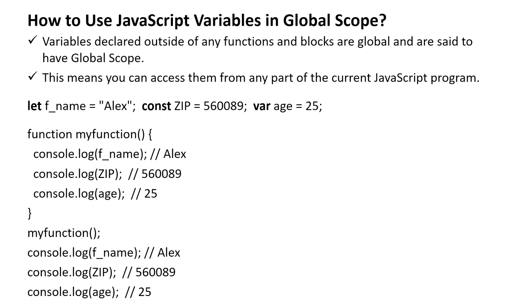My function: console.log fname returns alex, console.log zip returns 560089, console.log age returns 25. So these variables are used inside a function as well as outside a function. So these keywords are used as global variables.